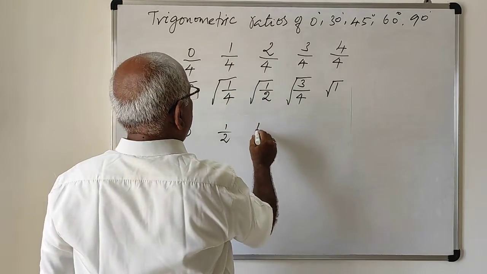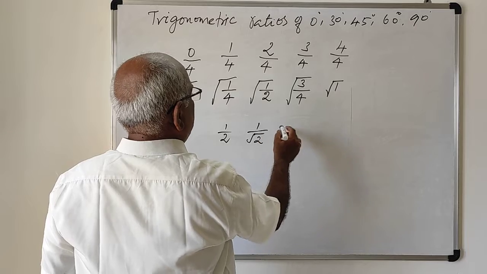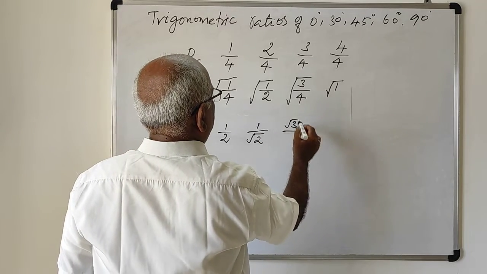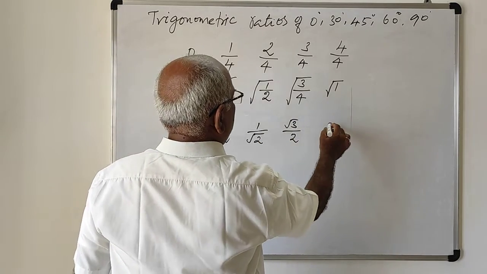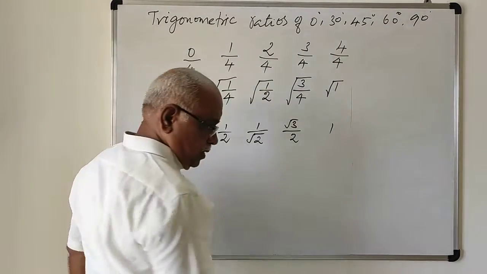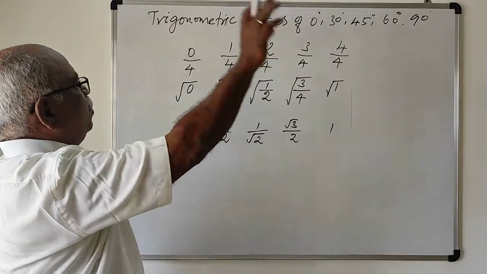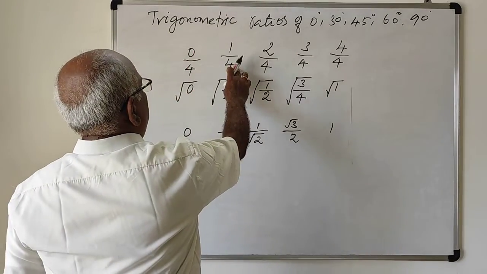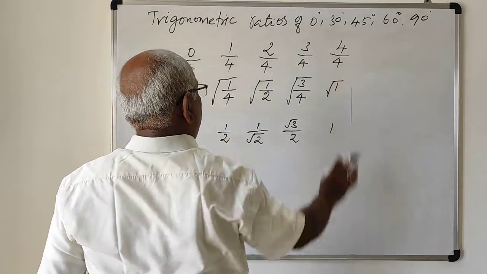Taking square root on the numerator 1, denominator root 2. Similarly, numerator root 3 by square root of 4 is 2, square root of 1 is 1. So first you write 0, 1, 2, 3, 4 numbers and you divide each number by 4. I get 0, 1 by 4, 2, 1 by 2, 3 by 4 and 4, 1.